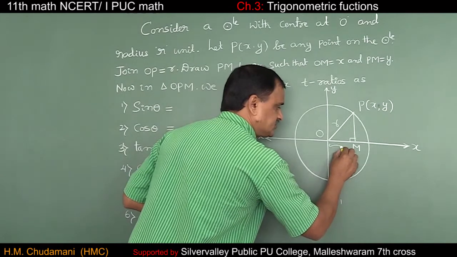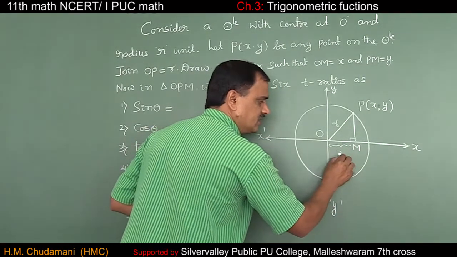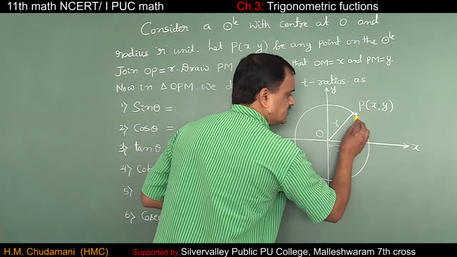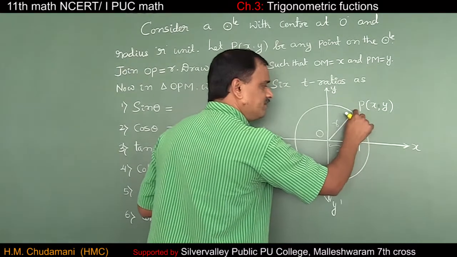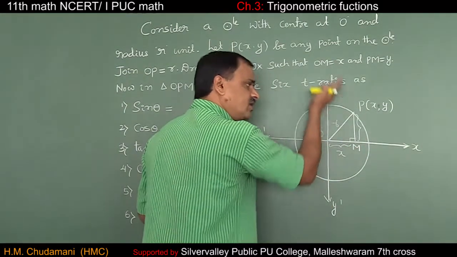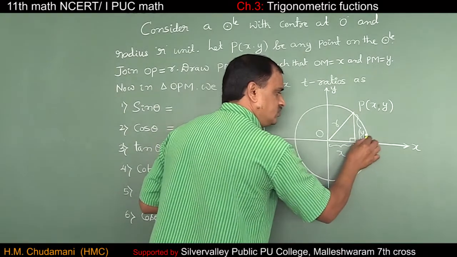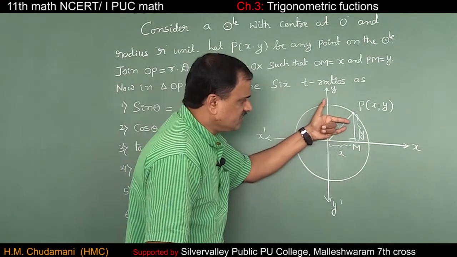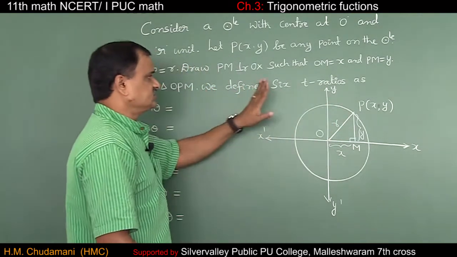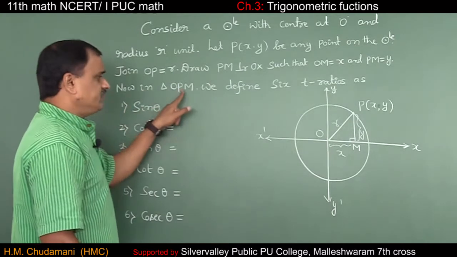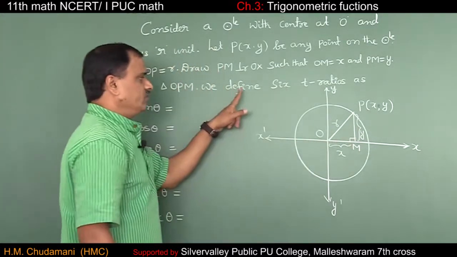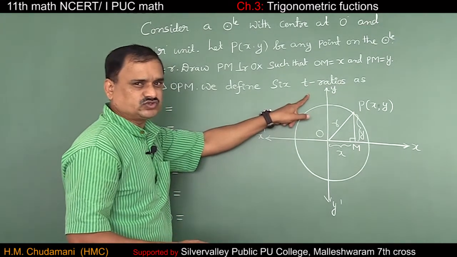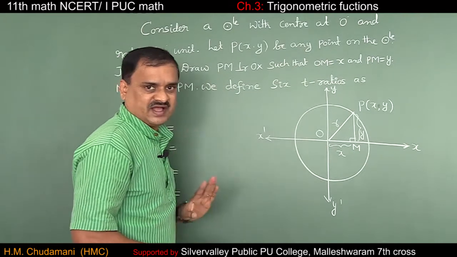Then the distance from the origin, OM, is x unit. The distance from the point P to M is a measurement along the y-axis, it is y unit. OM is a measurement along the x-axis, x unit. PM is a measurement along the y-axis, y unit. Then in triangle OPM, we define the 6 trigonometric ratios as follows.